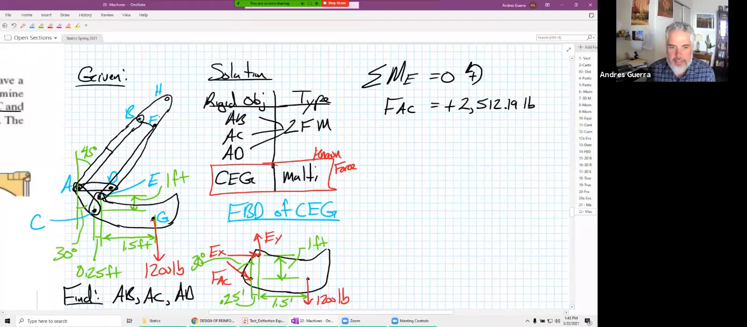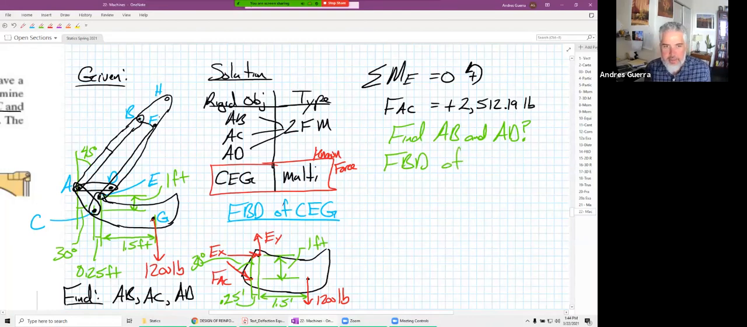Now we need to pick our next FBD. And this is a unique case here where we now have AC, and we need to find AB and AD. So how are we going to find AB and AD? What FBD of what? Any ideas? Anybody see where we could go from here?